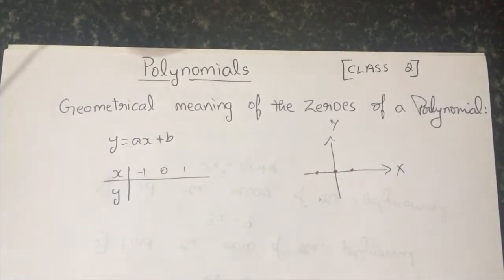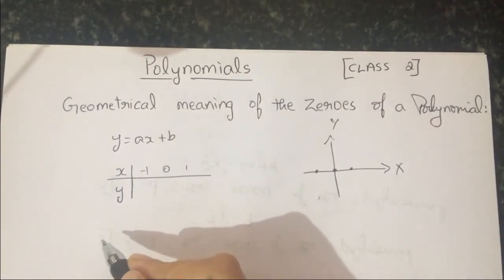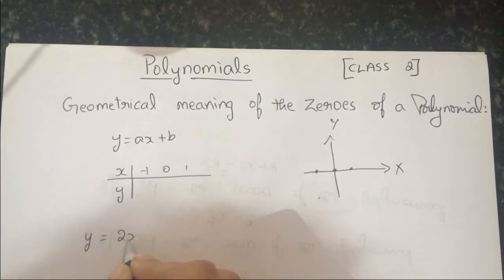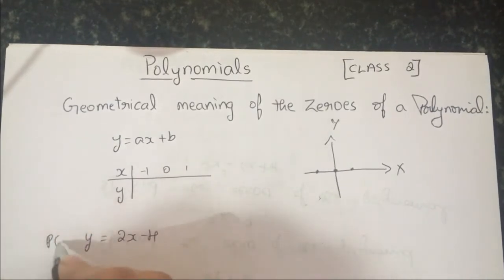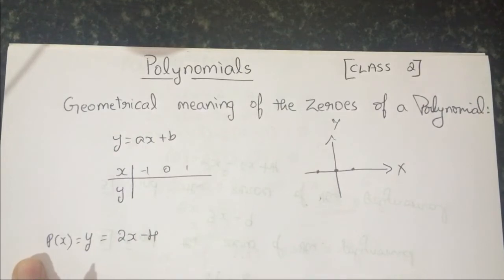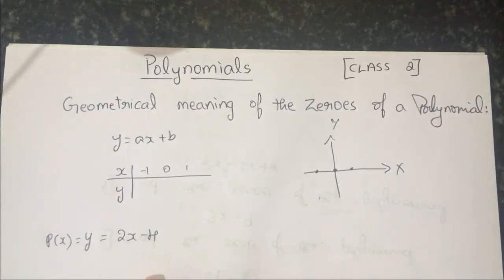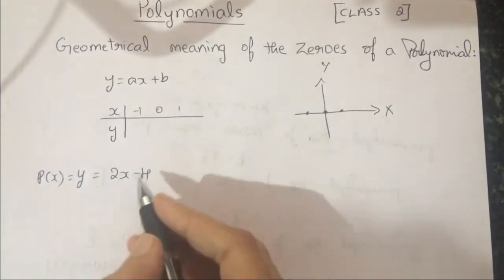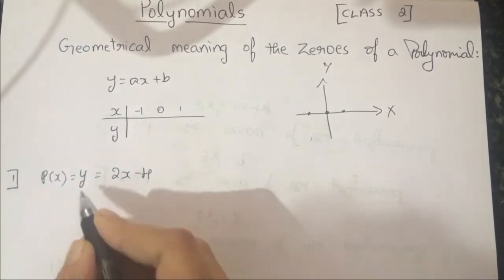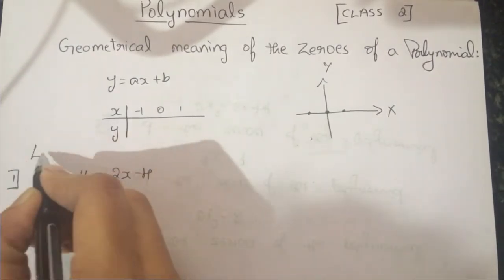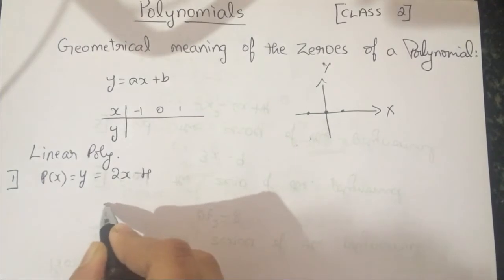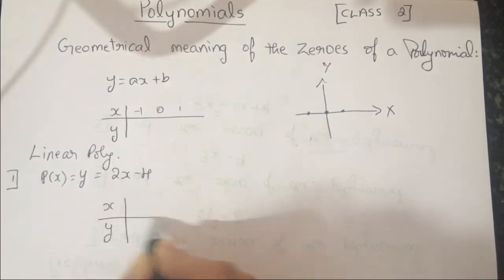This basic you know. Now suppose the polynomial is y equal to 2x minus 4. In fact, p of x is my polynomial. It is 2x minus 4. Now I want to draw a graph of this. First I have to make a table. This is the first case I'm taking, a linear polynomial. X values and y values.